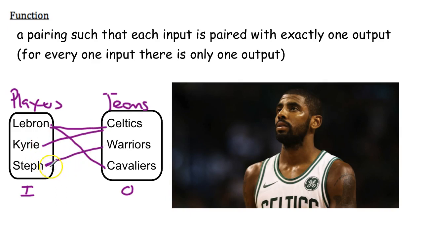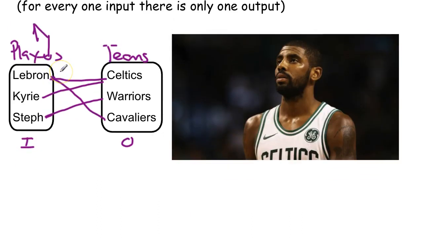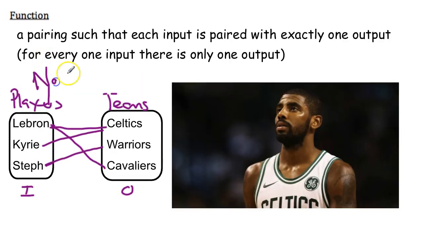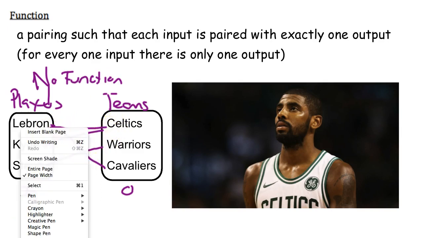Is this a function? Well, the definition says for every one input, there's only one output. If LeBron is the input, the player, he has two outputs, right? It's not possible to play for the Celtics and the Cavaliers at the same time, right? It's impossible. So if it was this, this would be no function or not a function, because you have one input and there's two outputs. LeBron cannot play for the Celtics and Cavaliers. It's impossible. All right, let's try this with some numbers.